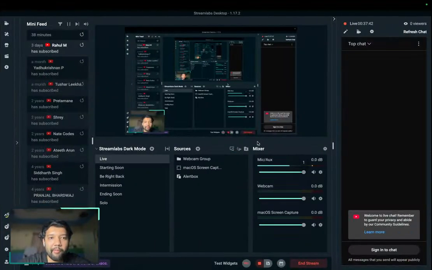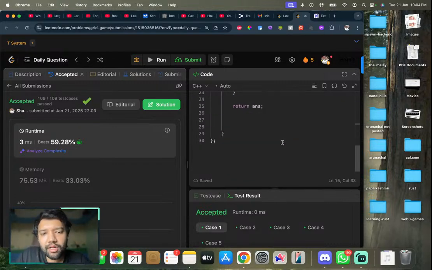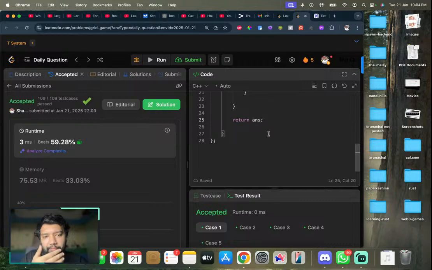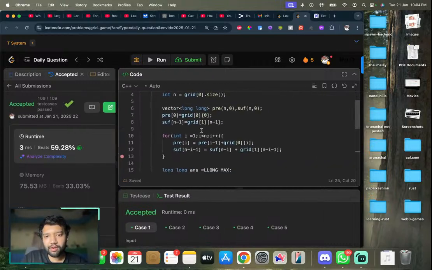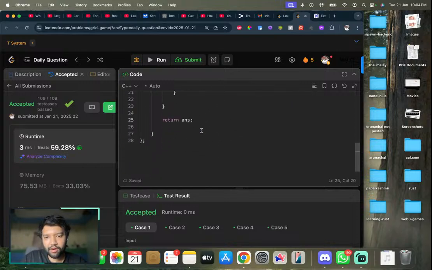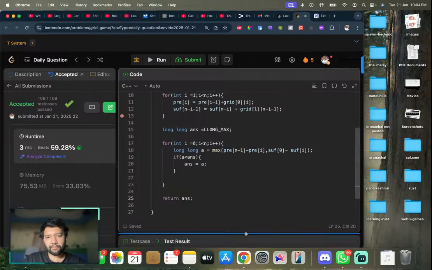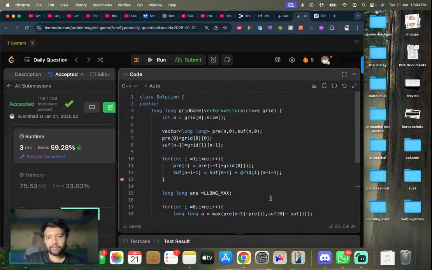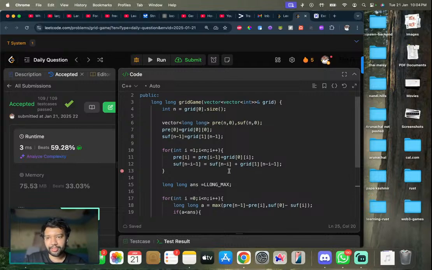How much time did we need? We did 37 minutes. 37 minutes is not bad. Okay, should do better, but not bad. Okay, now let's optimize this a bit.